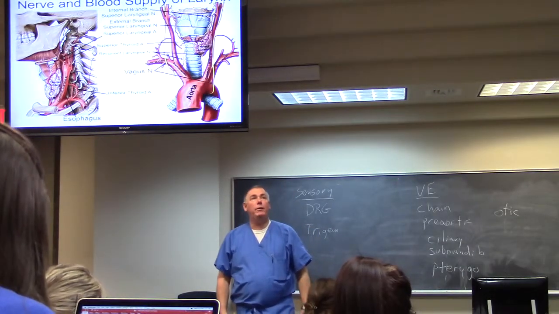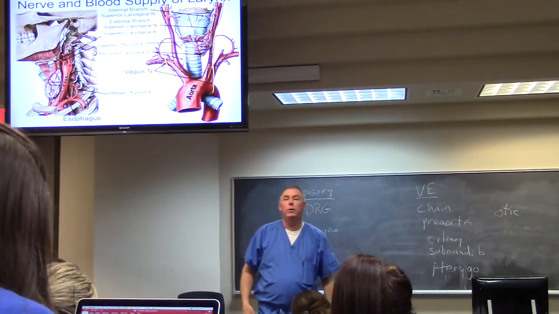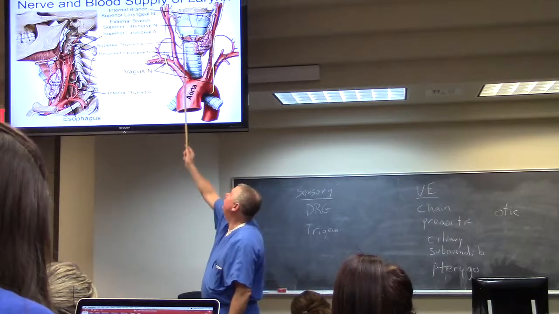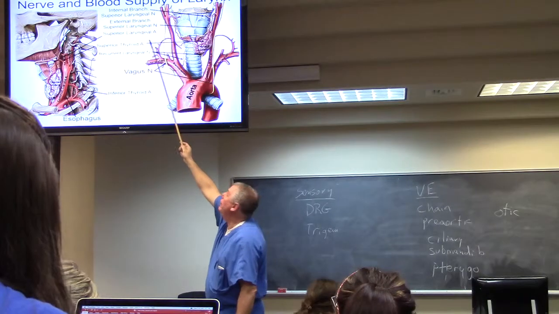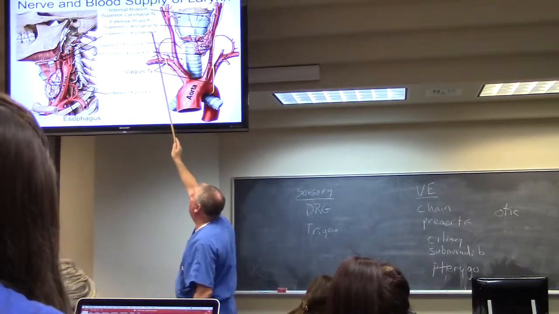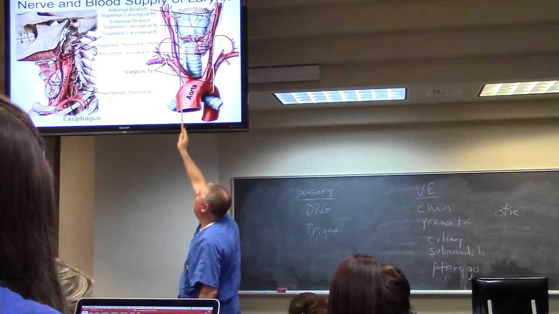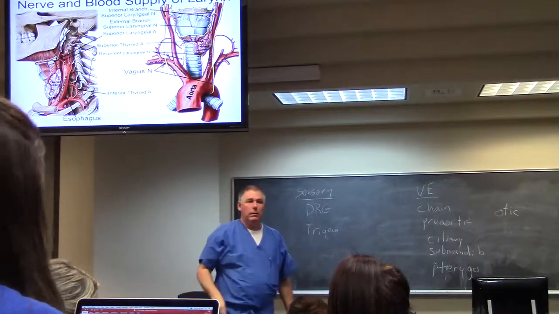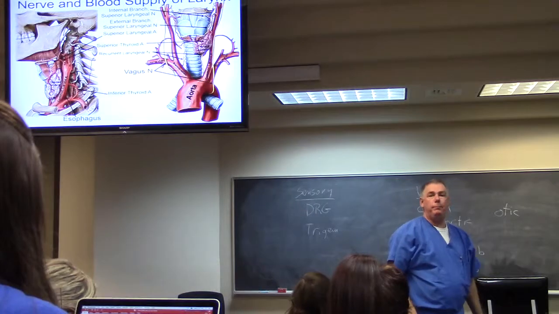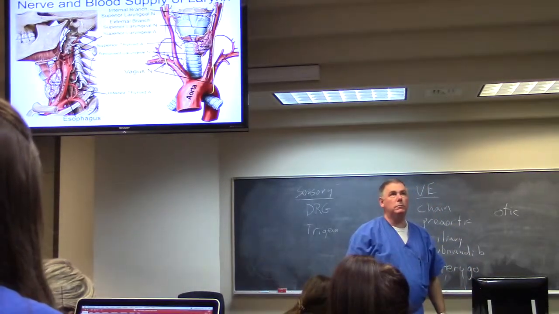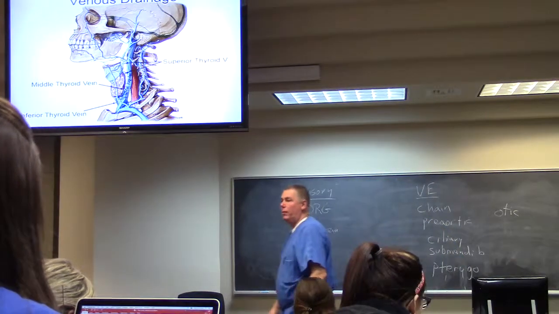The nerve and blood supply to the larynx. The nerve supply we know, recurrent laryngeal. The arterial supply is off the superior laryngeal, which is a branch of the superior thyroid. Here's the superior thyroid coming down. It's going to give off a branch called the superior laryngeal artery. So the larynx is supplied by the external carotid. The venous drainage. Actually, let's not worry about the venous drainage.